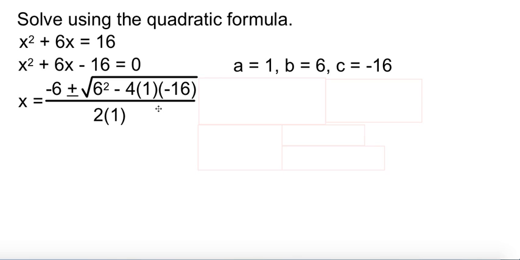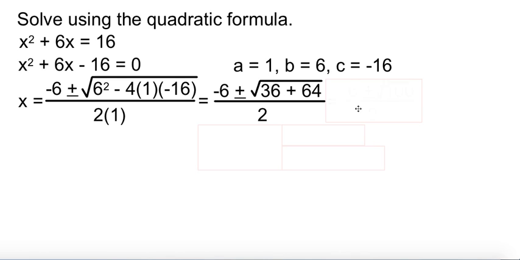Now I'm just going to plug the numbers into the formula. Opposite of b, b is 6, so negative 6, plus or minus the square root of b squared, 6 squared, minus 4 times a, which is 1, times c, which is negative 16, all over 2 times a. Okay, now it's arithmetic. 6 squared is 36. Negative 4 times 1 is negative 4, times negative 16 ends up a positive 64. And then 2 times 1 is obviously 2.